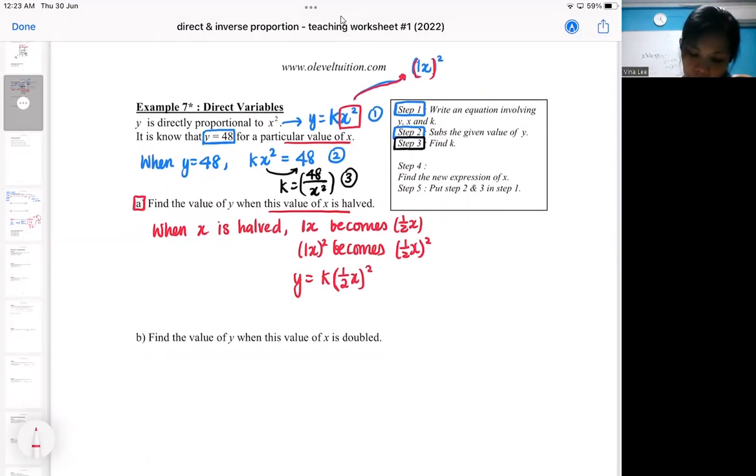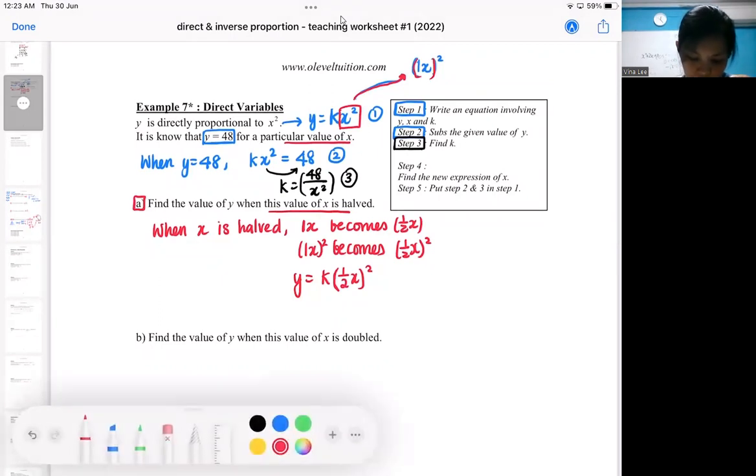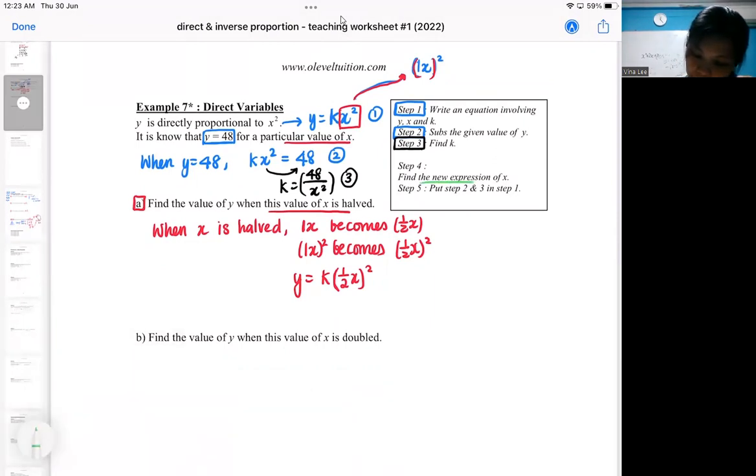Okay, so where is our fourth step? Let's take a look. Our fourth step is here, the new expression for x. So this is the fourth step. And we are going to put in our k.